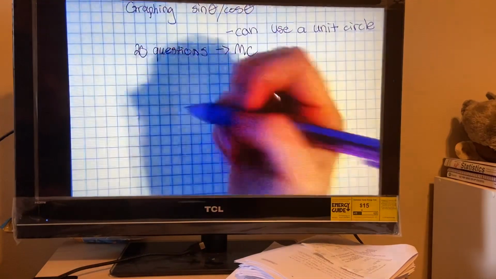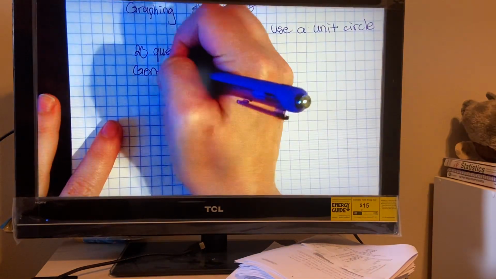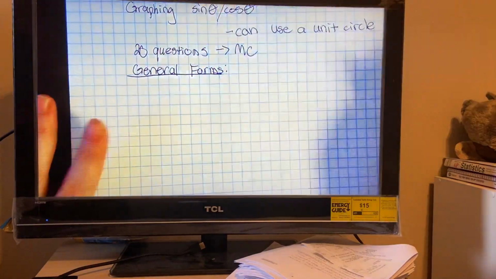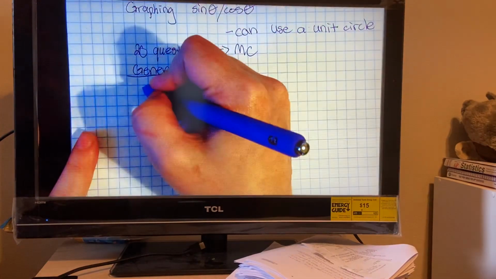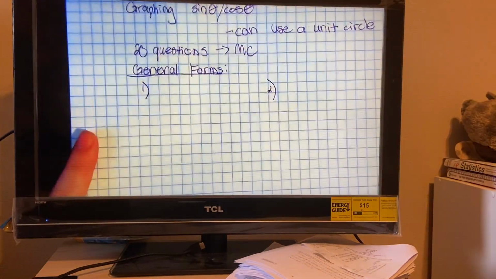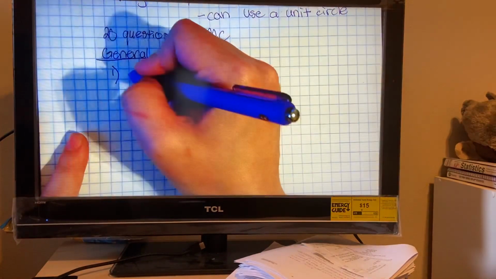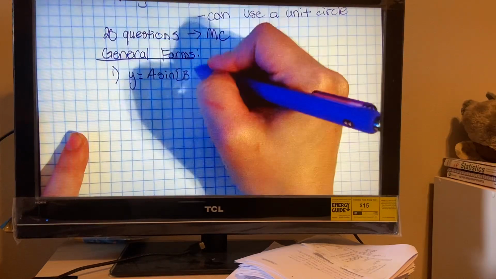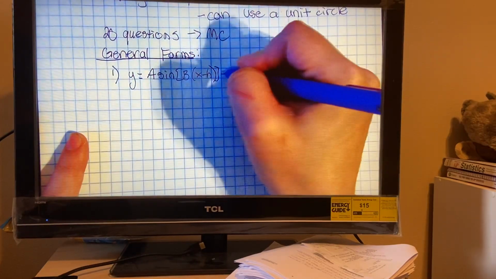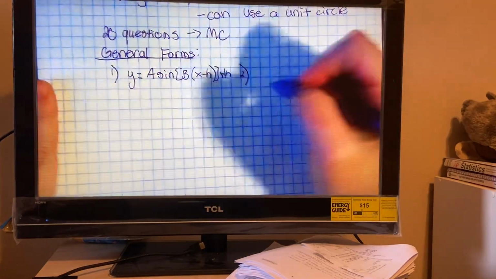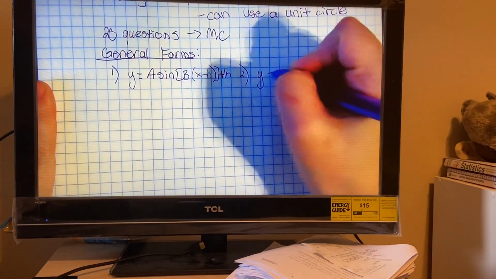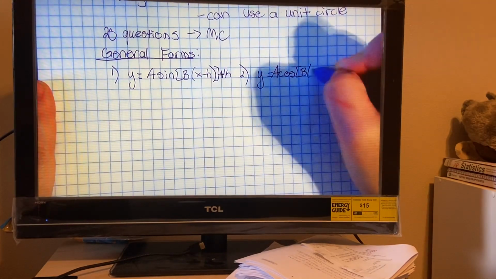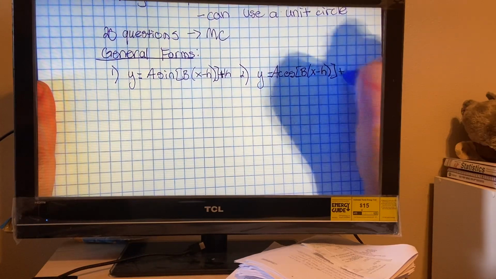The things I'm going to have on it are the general forms of each equation. Now I will ask about the general forms just specifically themselves. So there are two of them, obviously, because we have two different graphs. So the first one for sine is y equals a times sine of b times (x minus h) plus k. And cosine is very similar. It's y equals a times cosine of b times (x minus h) plus k.